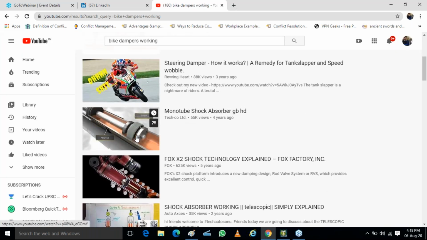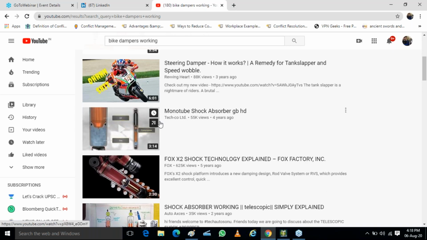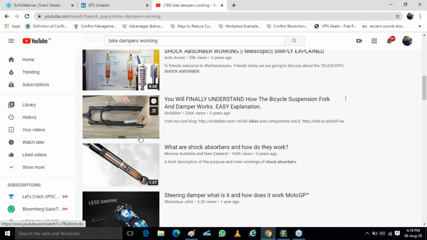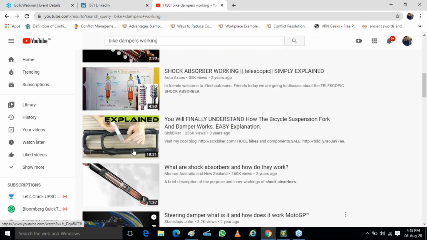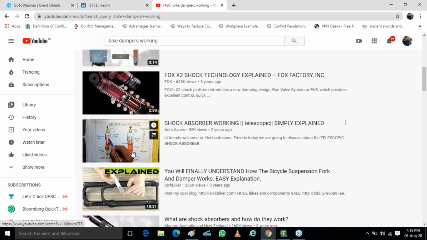This is how a bike damper will work. Shock absorber or damper, these are also called dampers. It is not that these are something else. These dampers and those dampers which we are using in our building are pretty much the same. You see this, how the shock has been absorbed.